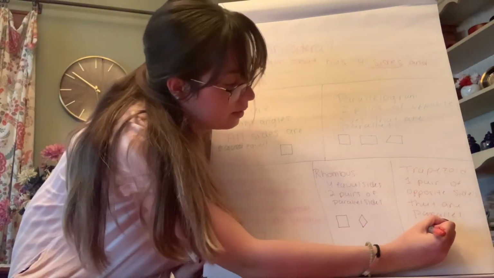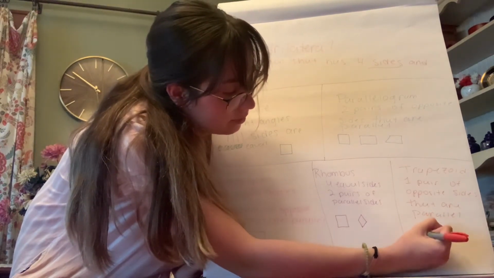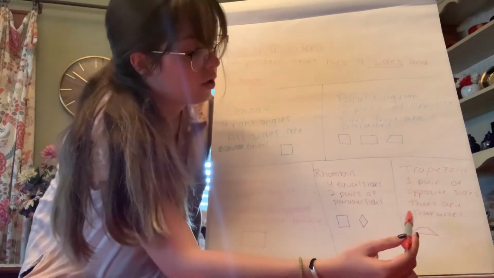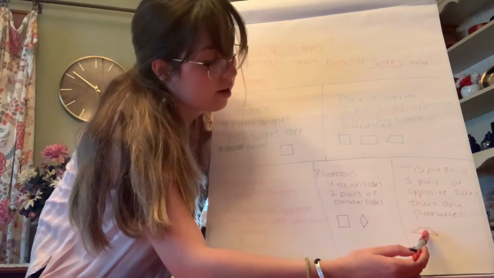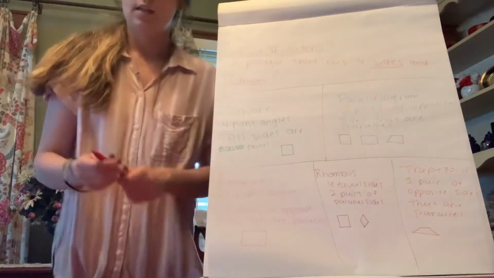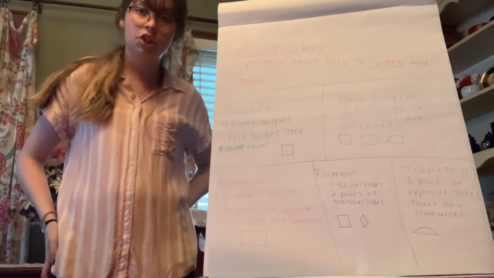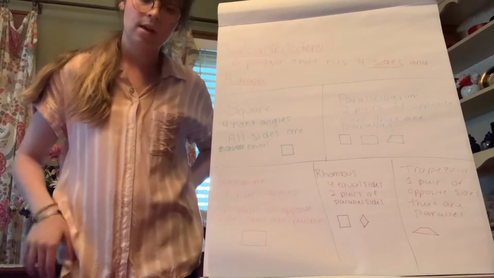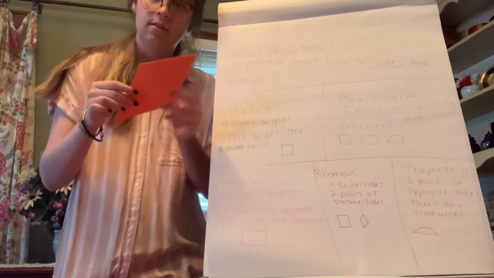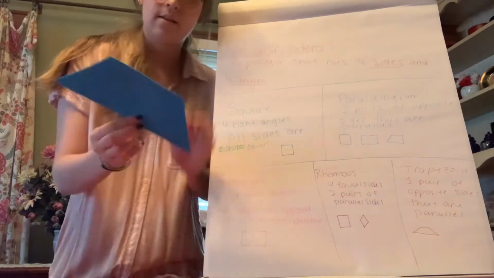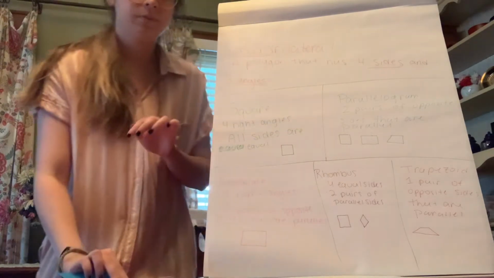So I have one here, just like that. We can see that there is 1 pair of sides that is parallel. So I have this one right here. These are parallel. Students, again, are going to have cutouts of all of these shapes, so when we're going over them, they can hold them and look to see the 4 sides, and they can see the parallel sides and feel them as well.